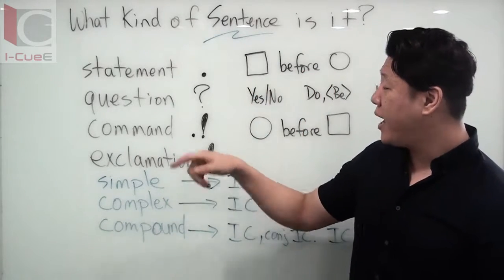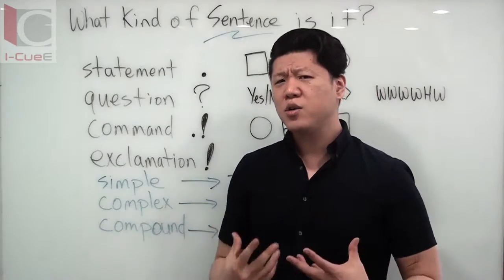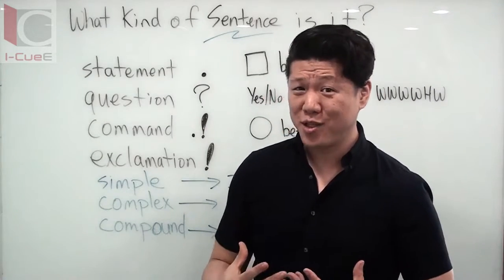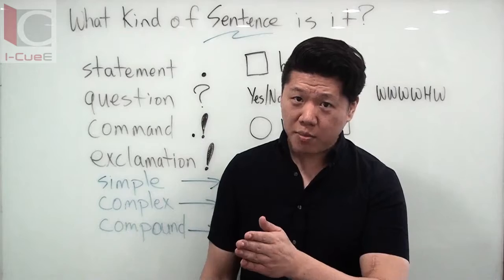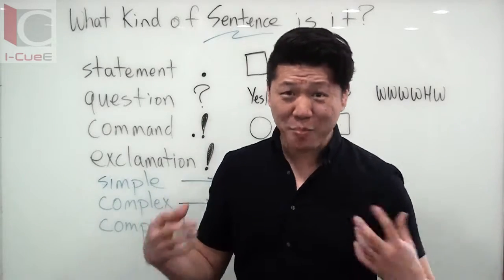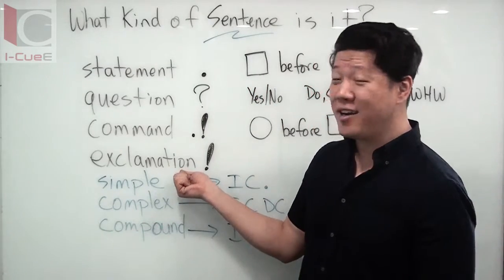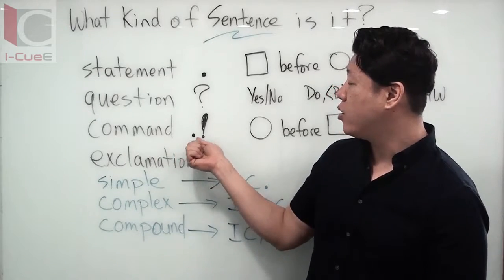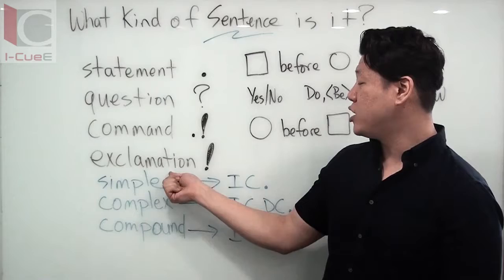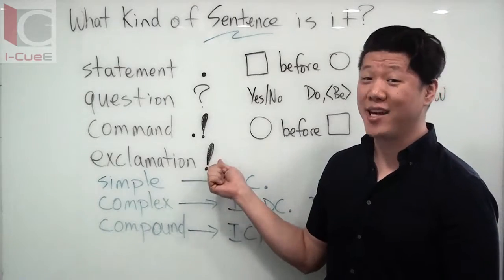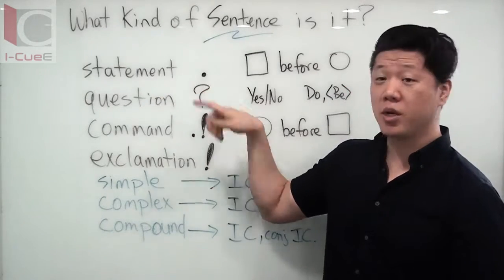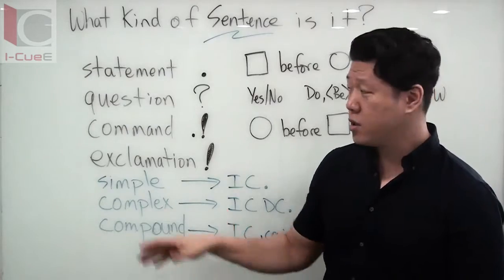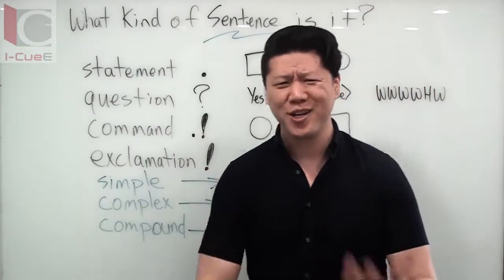Although for a command, you could also use the exclamation, because you could say, go to sleep, or you could say, go to sleep! And in that case, I'm, again, adding more emotion. So that's why commands can be either a period or an exclamation mark. Exclamation marks or exclamations are always exclamation marks, and statements are always periods. Okay? So those are your simple ones, and you should already know this.